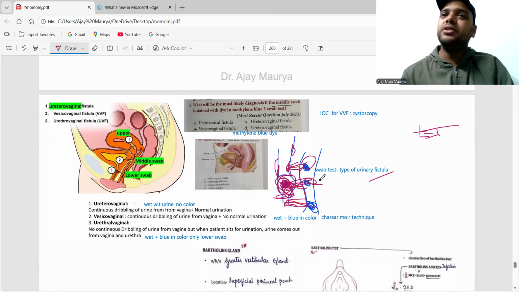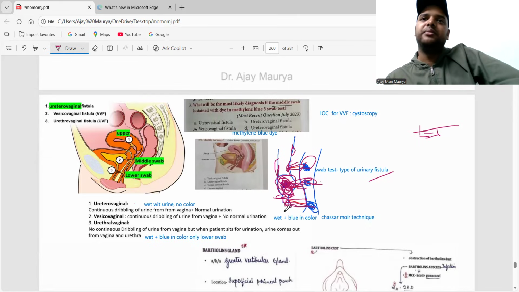See, both upper and both lower and middle, the swab will change color only because there is a connection here. Okay, now see here. Now coming to here, from here also the swab will be wet, and it will change the color to blue, isn't it? Because of the dye here. These are the cotton, here cotton. You have to put the dye here.